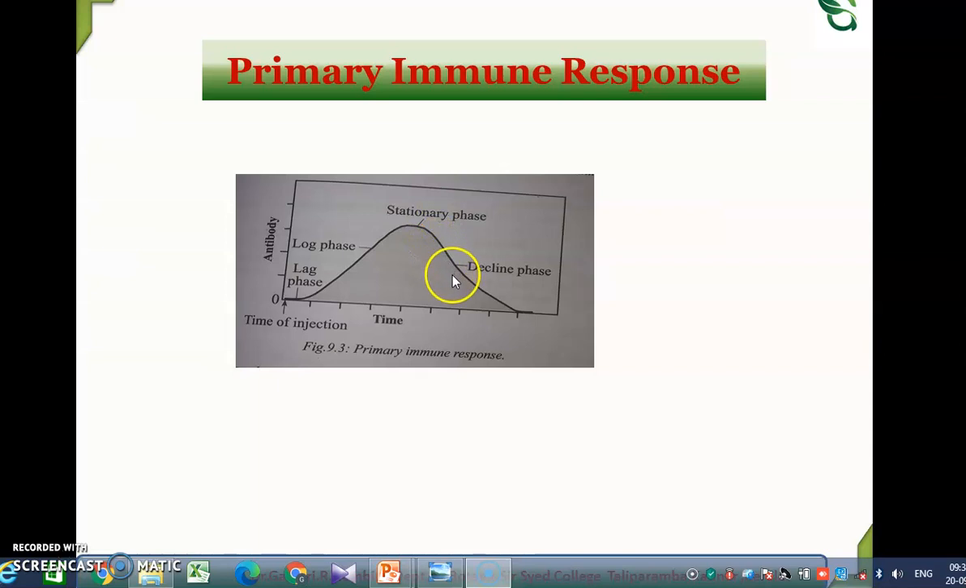Then gradually the production will decline and lead to the decline phase. So the log phase is comparatively longer when compared to the lag phase, and then comes the stationary phase, which is a stable phase, then the production of antibody starts declining. So this is the primary immune response.